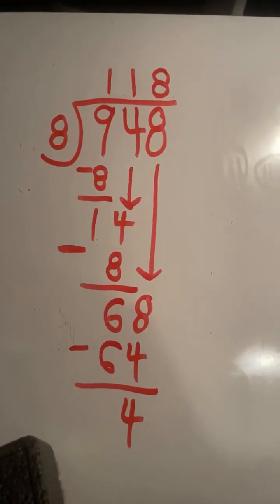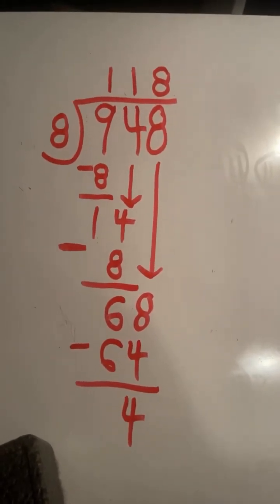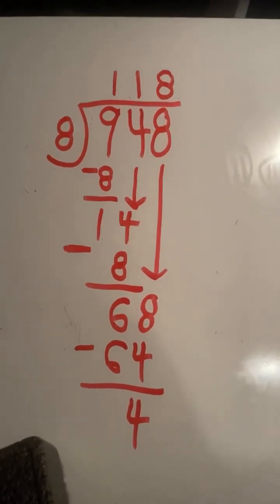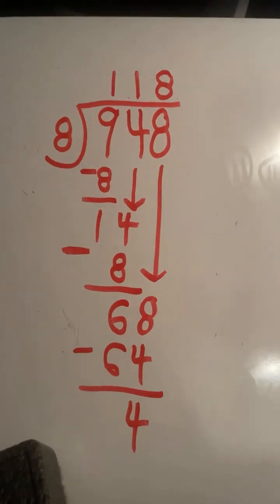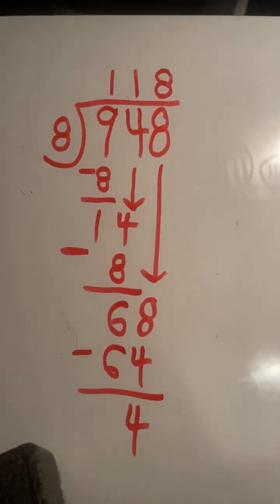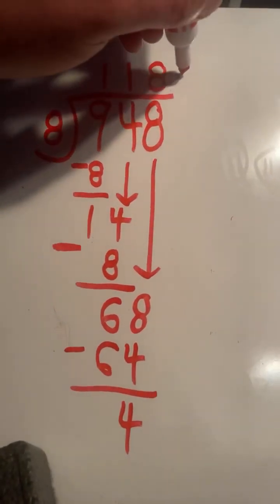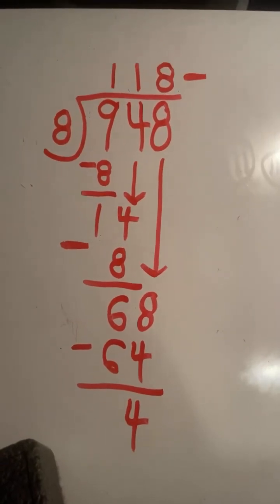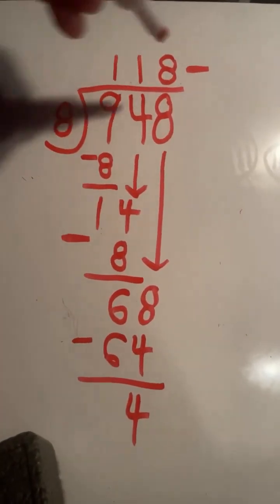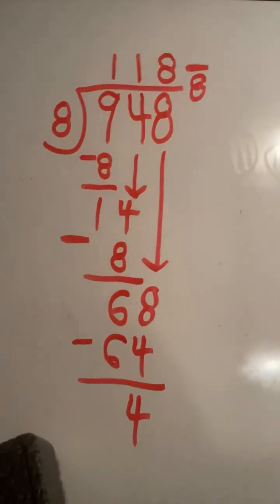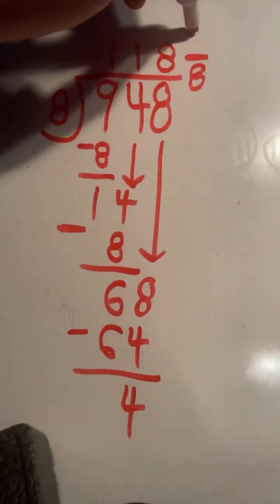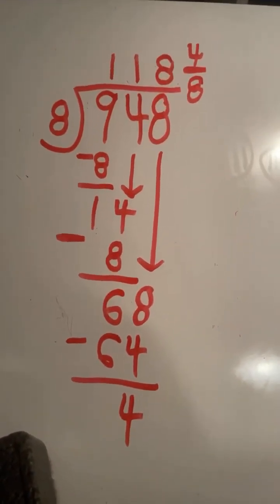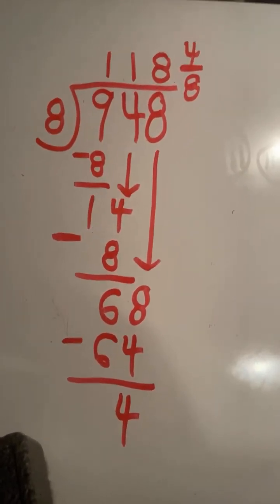Now I'm going to show you how to convert our answer to a mixed number here, because 948 divided by 8 is not a whole number. As you can see, we got a remainder. So when we are looking for the mixed number, the fraction is very simple. The number we're dividing by is our denominator, and our remainder is our numerator. So 948 divided by 8, we're dividing by 8, so 8 is our denominator. 4 is our remainder, so our remainder is our numerator. So we have our answer: 948 divided by 8 equals 118 and 4/8.